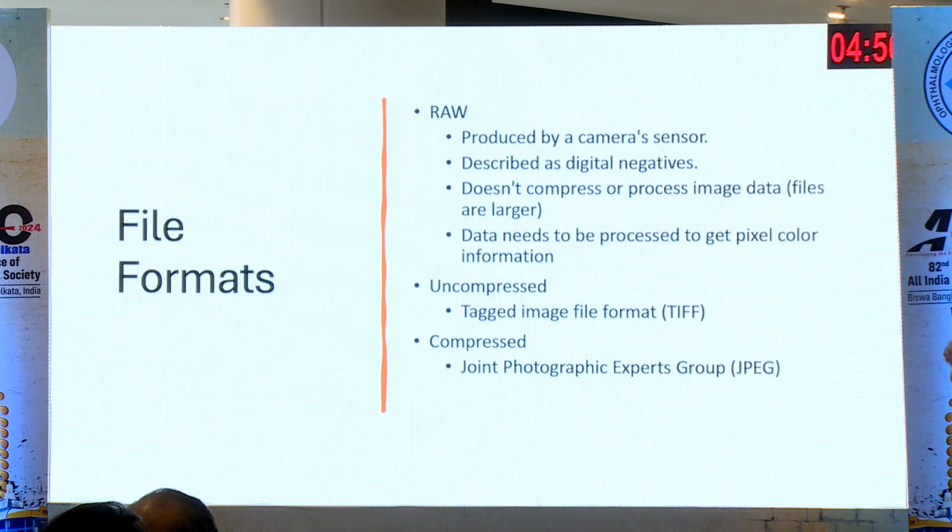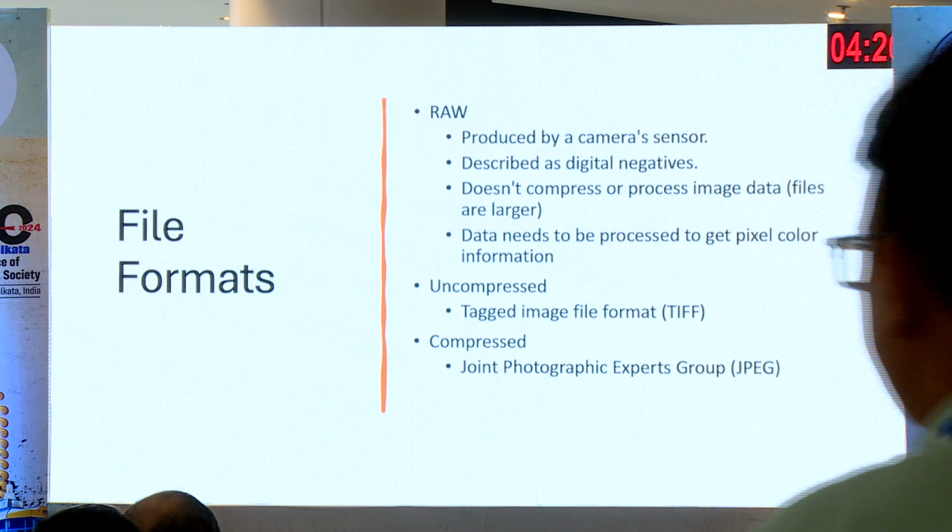Then again, there are different types of file formats. The 3 main file formats I'll be talking about: RAW, TIFF, and JPEG. RAW is basically the data which comes out of the sensor after capturing the image. It is basically unprocessed data which needs to be processed to make it a picture. Whereas TIFF is an uncompressed file. It has lot more information, and JPG is a compressed file. I'm not going into details because of the time.